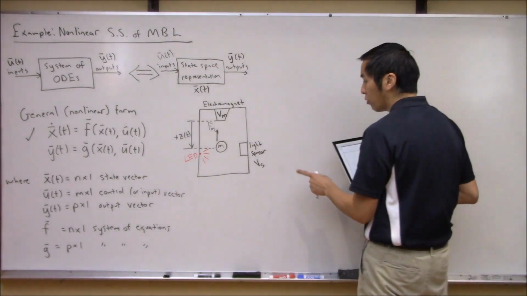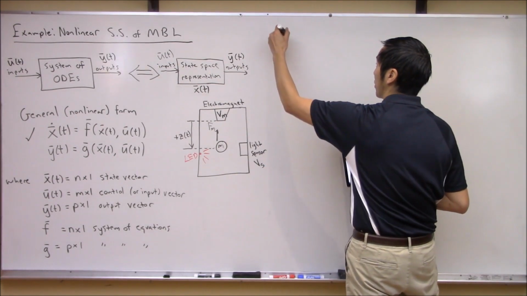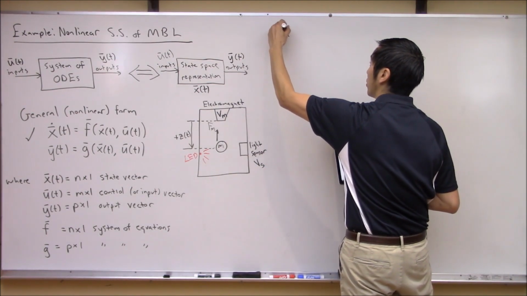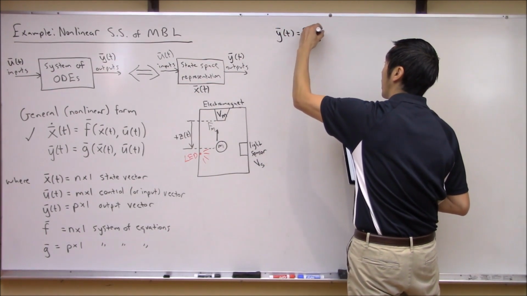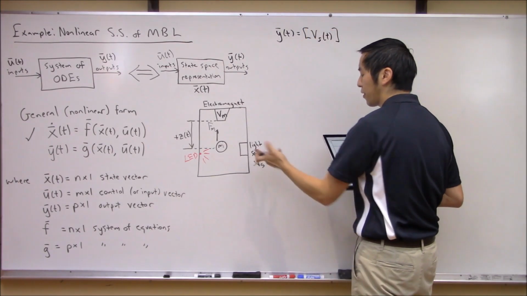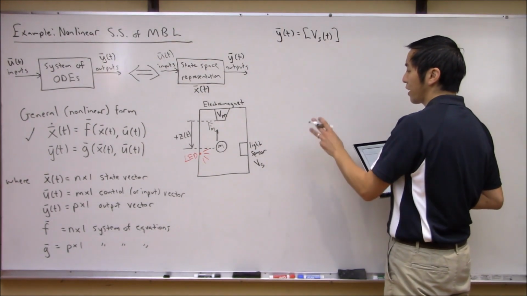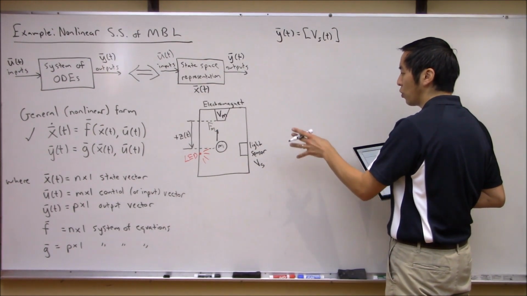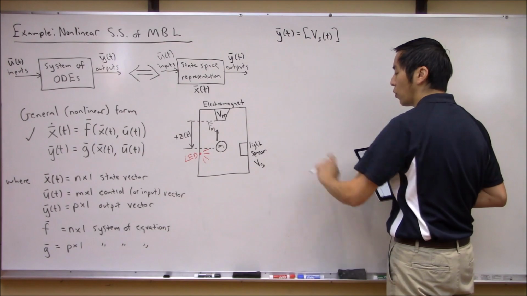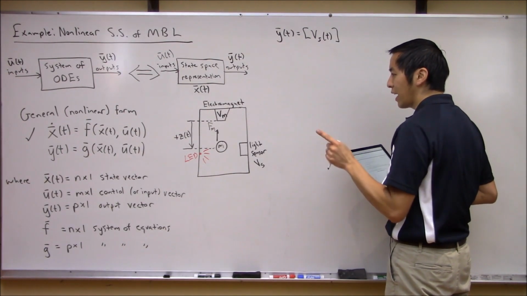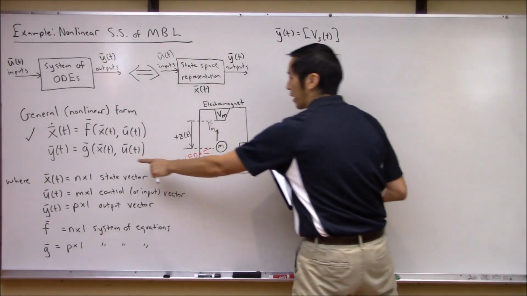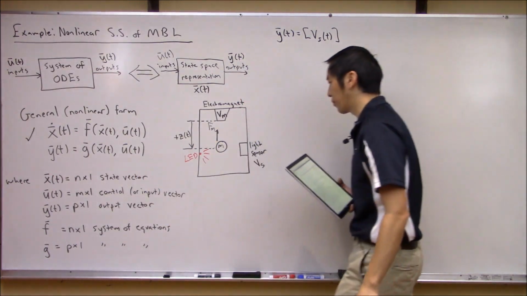All right, so now let's talk about the output of this system, which we said was going to be the voltage coming out of this light sensor. That's the thing that we're measuring out of this system. Now, what we need to do is come up with a function which will output this voltage given the state and the control input of the system.